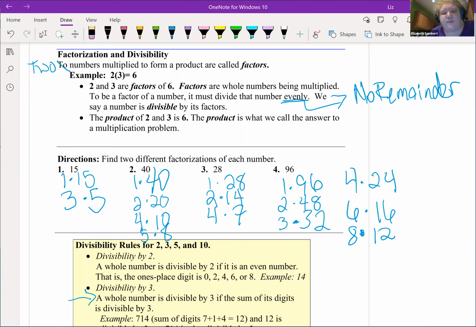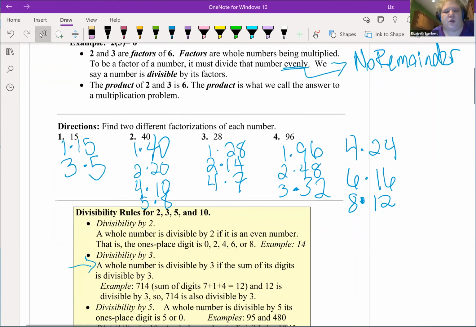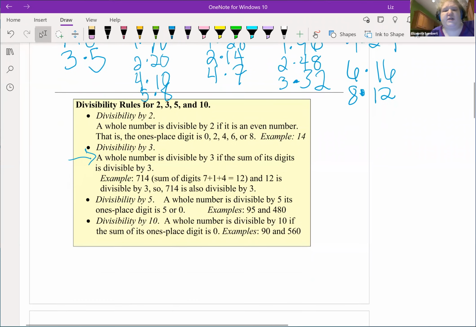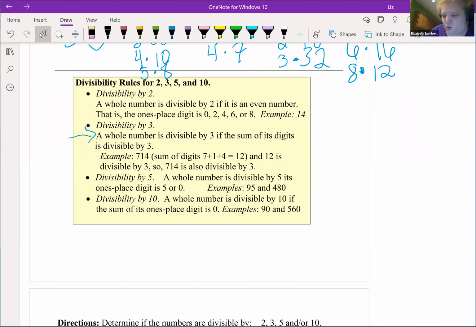To speed that up, though, what we're going to talk about now is we're going to make visible the kind of gut instinct rules you probably already know. You just know them without knowing you know them. So the first one is divisibility by 2. We call this even numbers. If the digit in the ones place is even, then the number, regardless of what all the other digits are, as long as the last one is 0, 2, 4, 6, or 8, it will be divisible by 2, guaranteed.